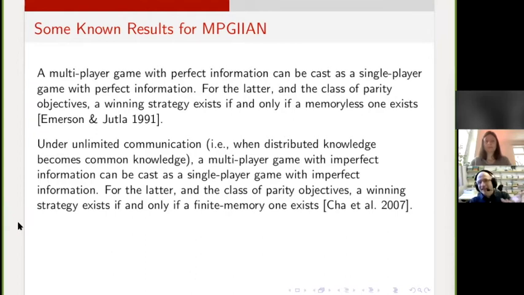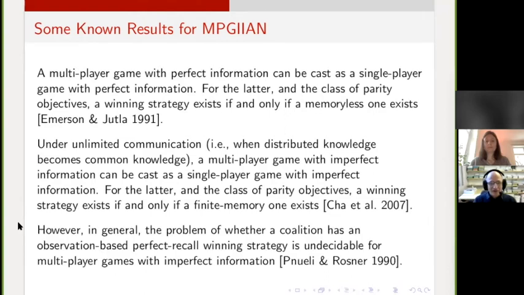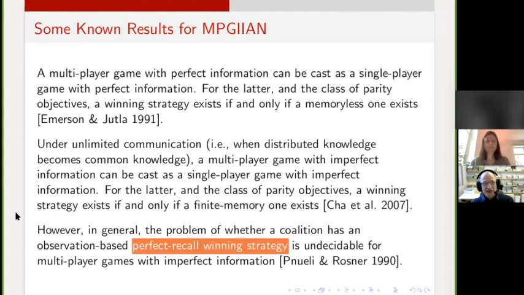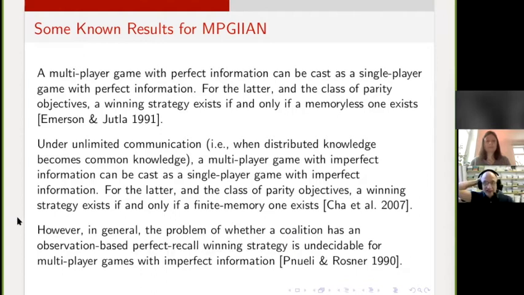But the class which is interesting for us is the general class of multiplayer games with imperfect information against nature. Even for a reachability objective, the problem of existence of a winning perfect recall strategy is unfortunately undecidable, and this is very bad news. So we have to keep this in mind when we do strategy synthesis.